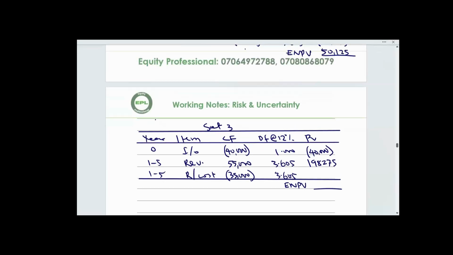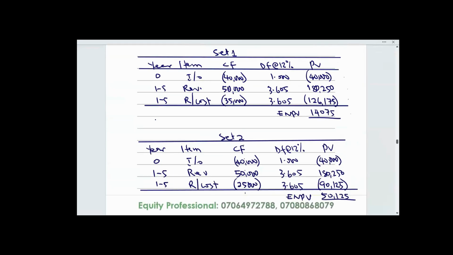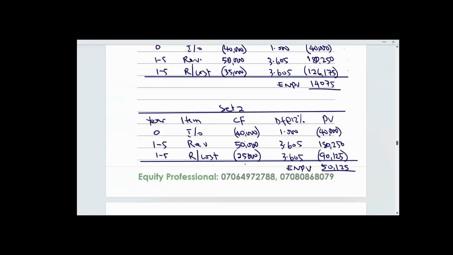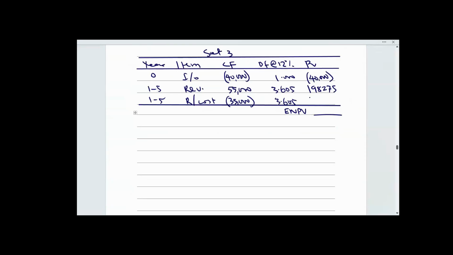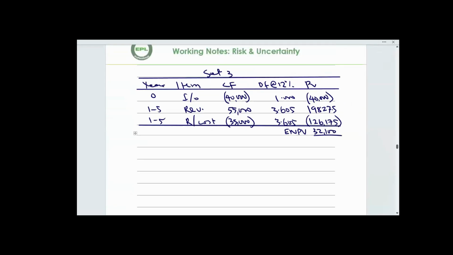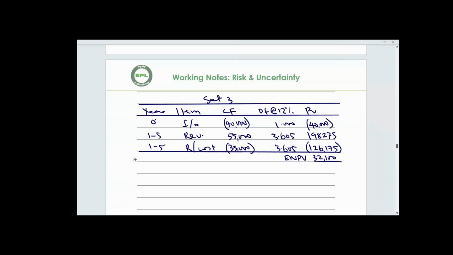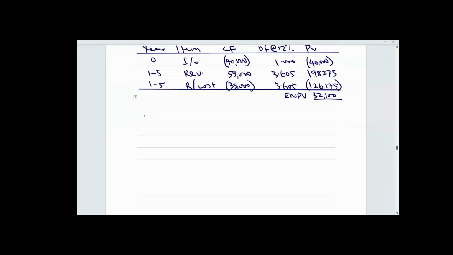We have calculated 35 before, yes, 126,175. Final answer: 32,100. So you can see that we have three different expected NPVs. You need only one result, so we need to find the average.